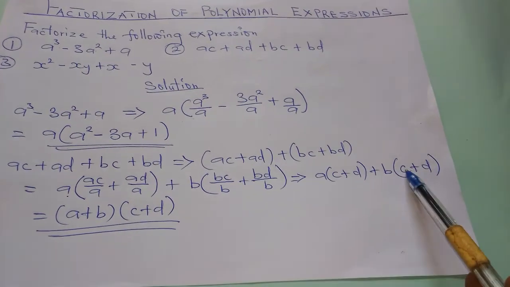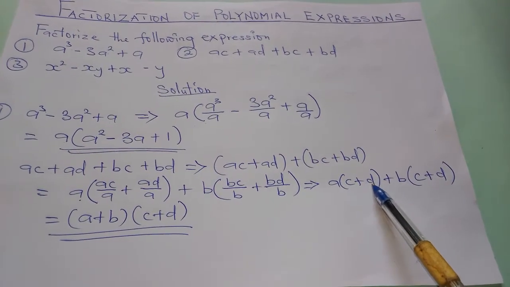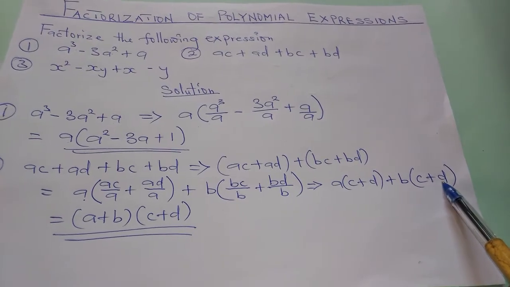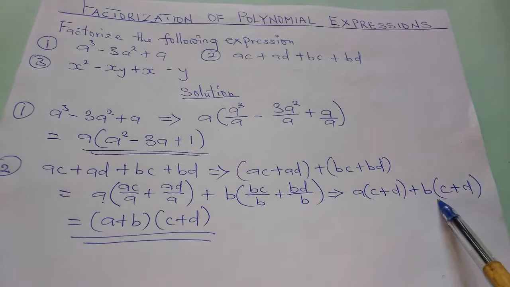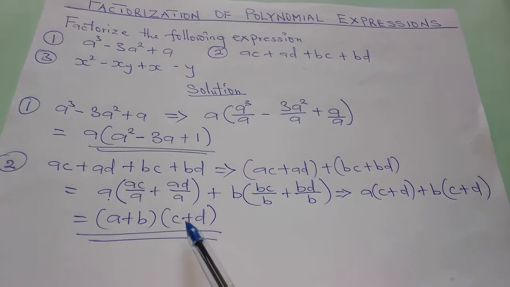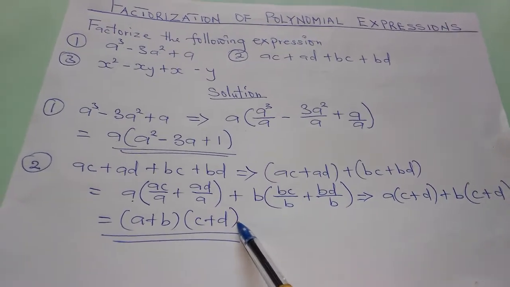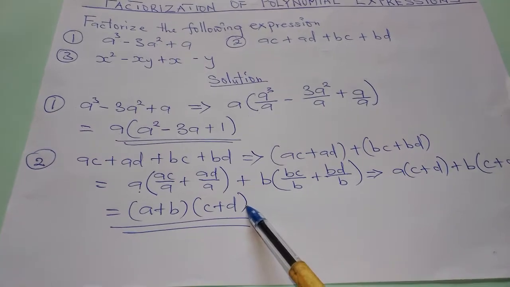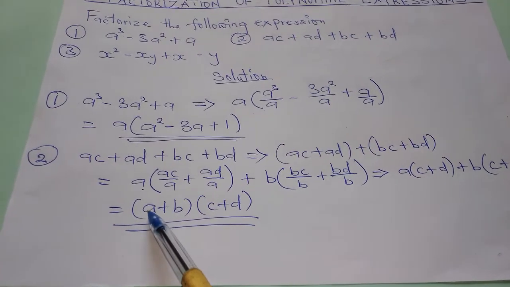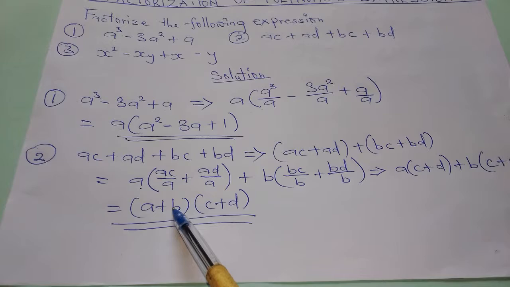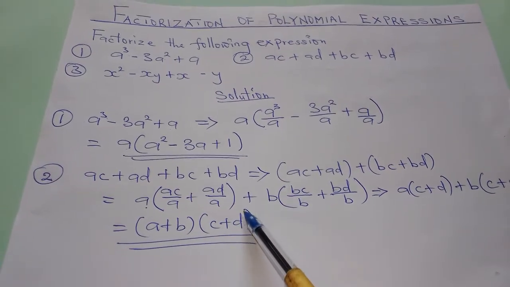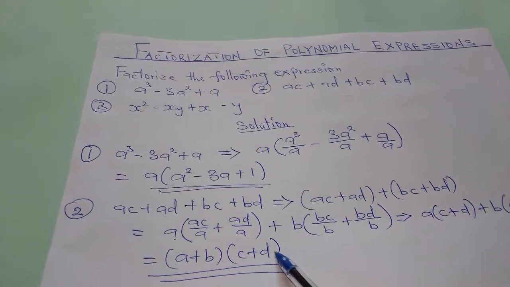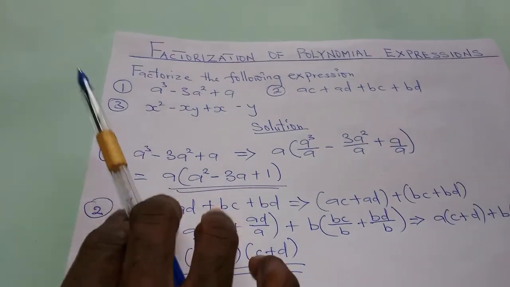Now look at these two brackets. C plus D, C plus D. They are the same, right? So since they are the same, we take it as one bracket. So take it down here, C plus D. So we have factorized that expression and our answer is bracket open A plus B, bracket close, bracket open C plus D, bracket close.